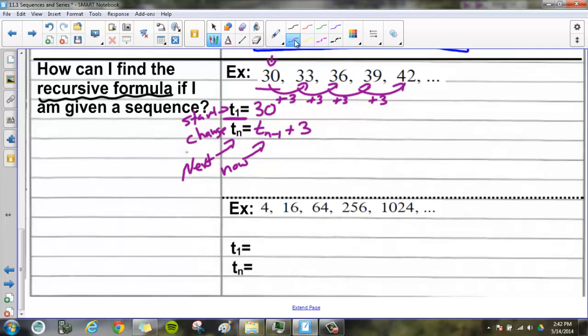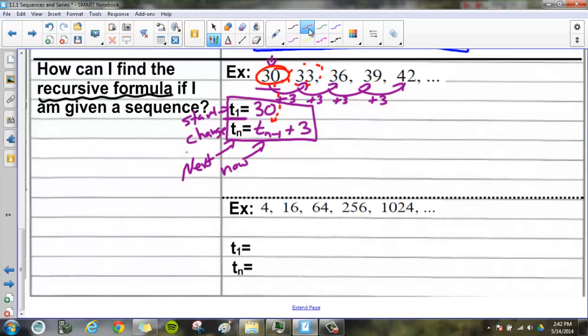So that's your recursive formula right there. T sub 1 is equal to 30, and t sub n is equal to t sub n minus 1 plus 3. And you can try that out, right? If we take this 30, plug it in here, we get 30 plus 3. That's equal to 33. Oh, that worked for that one.